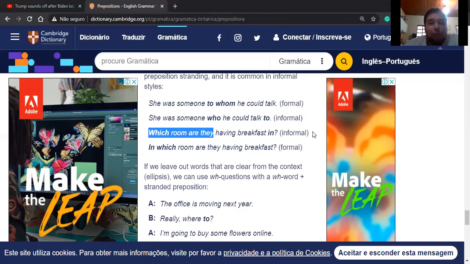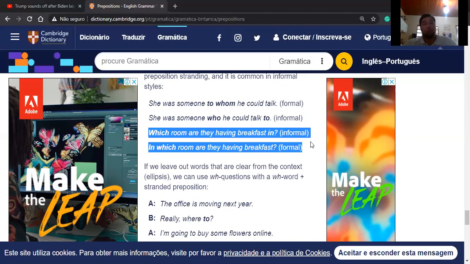Which room are they having breakfast in? Informal. In which room are they having breakfast? Formal. É bem formal. Bem formal, misericórdia.